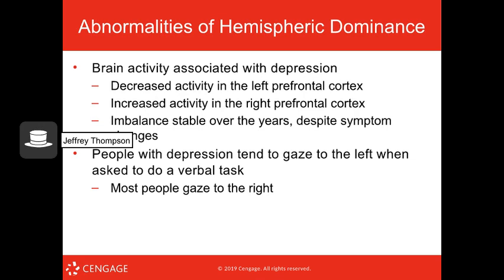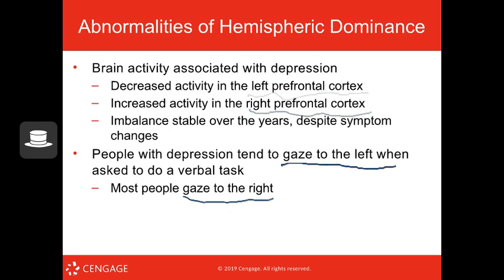So when you're looking at depression in the brain, you might notice that there's decreased activity in the left prefrontal cortex, but increased activity in the right prefrontal cortex. Interestingly enough, when asked to do a verbal task, most people will gaze to the right, but people with depression tend to gaze to the left. So now everybody's going to be paying attention to where you look when somebody asks you something verbal.